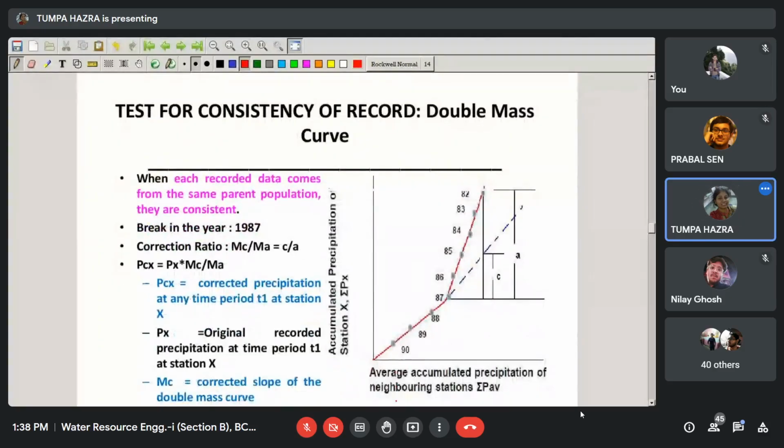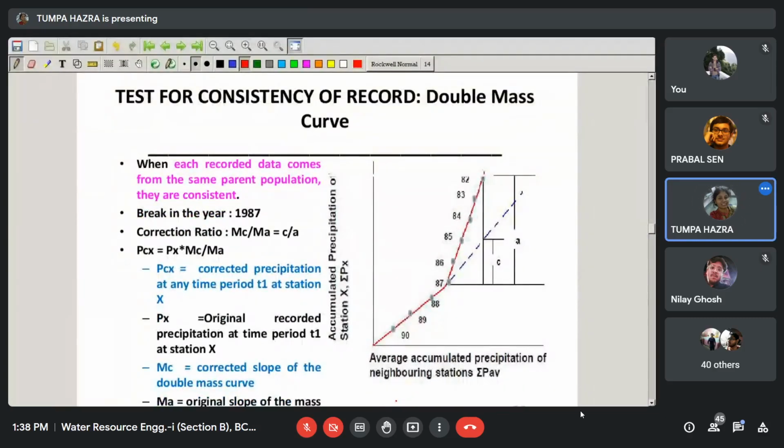And finally, the last topic of today's class. I told you that whenever you use any data, you have to check the continuity and the consistency of the data. Now, how will we check the consistency of the data? By using the double mass curve.